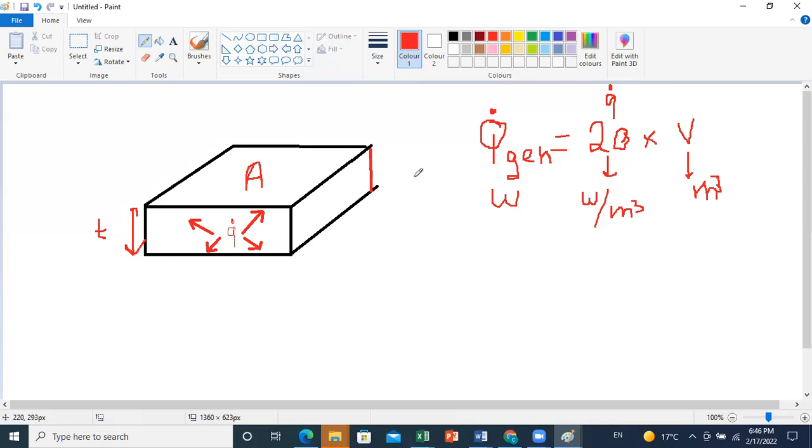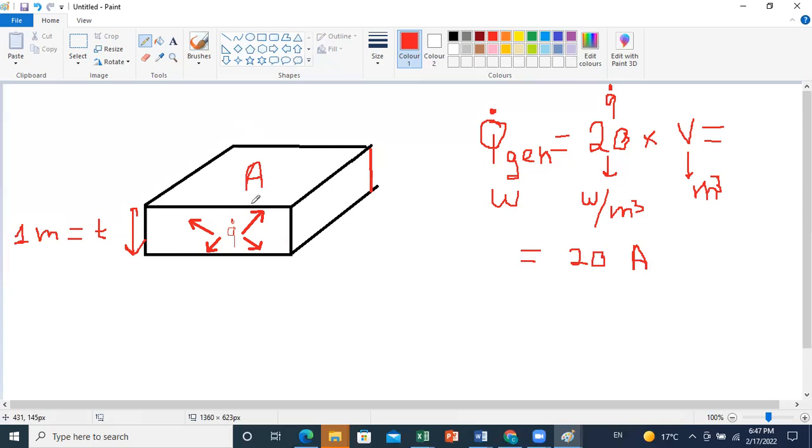Now, if the thickness is not given, we can keep it as a function of the thickness, or they can tell us to find the energy equation per unit depth. So if they ask per unit depth, then we can take T equal to 1. So here, let us say T is given to be 1 meter. Then we can write here that it's 20 times A times 1 equals 20A. We are done with the first source of heat.